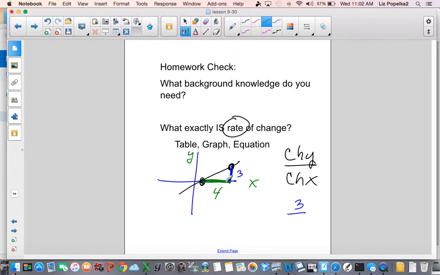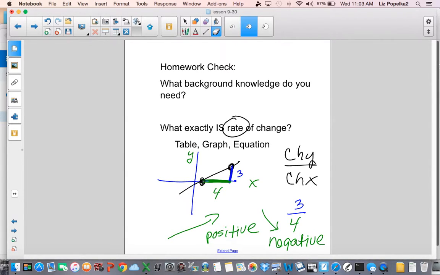My change in x, my delta x, however much my x is changing, is a 4. So that would mean in this case that the rate of change for this graph is a 3 over 4. Something else that we need for background knowledge that we discussed in class is that when a graph is slanting upwards in this direction, this is a positive, or it's increasing. And if it is sloping downwards, it's going to be a negative or decreasing. That's going to be important on one of your homework problems as well.